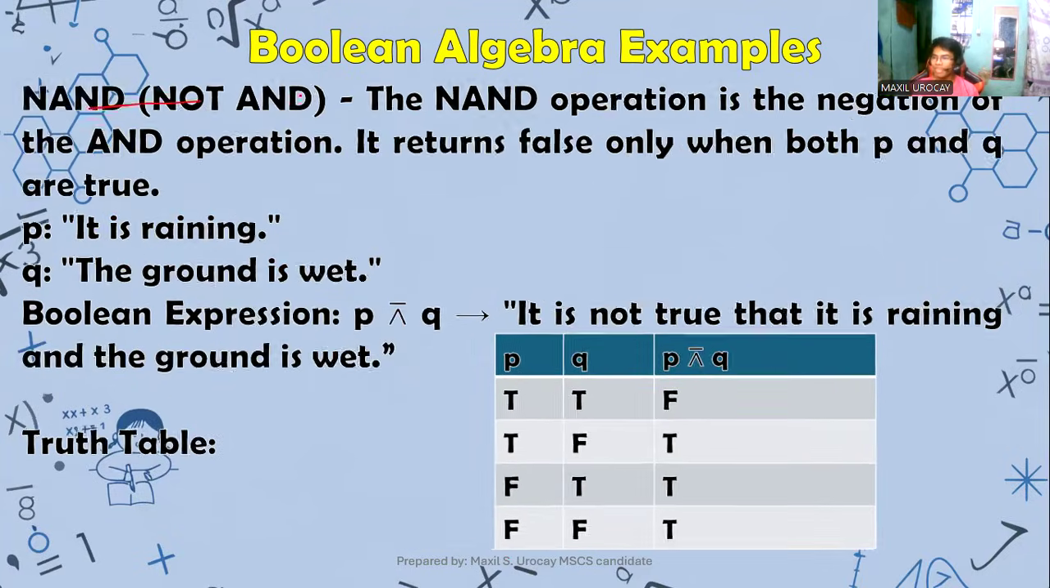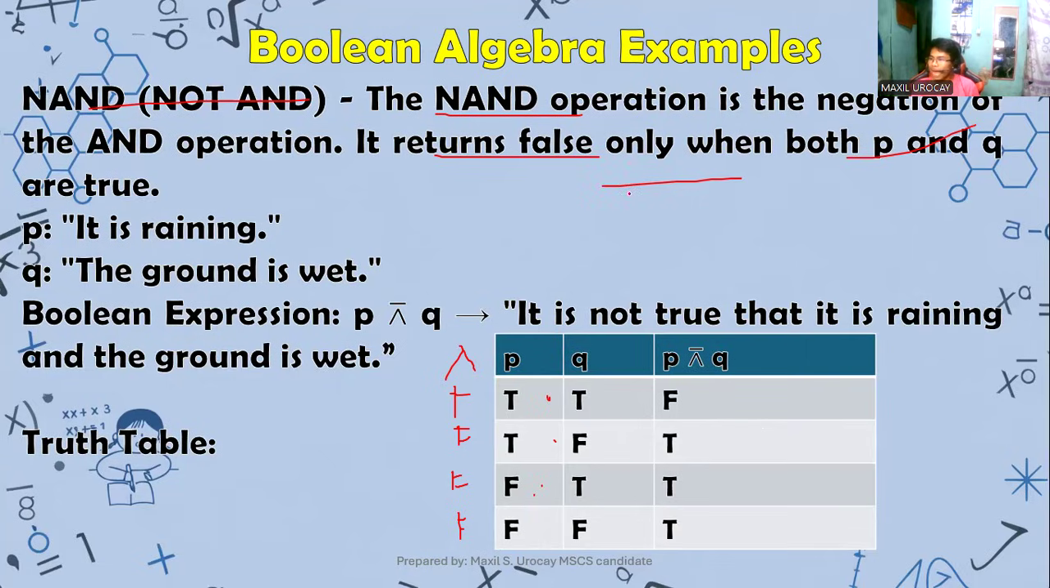Now for NAND, it is NOT AND. From the words NOT AND, we negate, or invert, the result of the AND from earlier. So it returns false only when both P and Q are true. For our AND earlier, it is better to first get the AND. So true times true will become true. True times false will become false. False times true will become false. And false times false will become false.